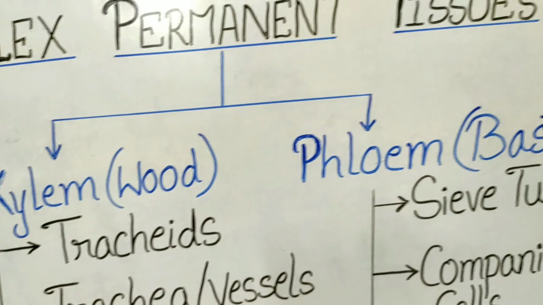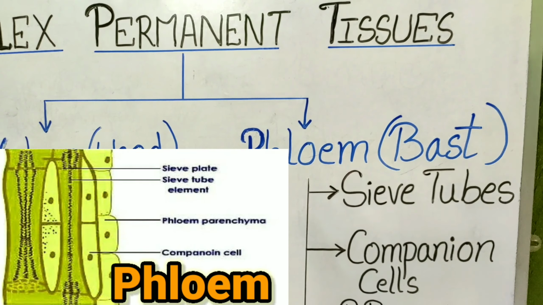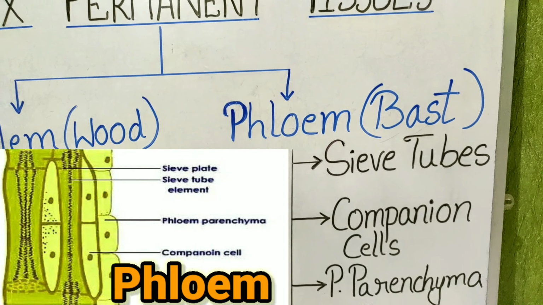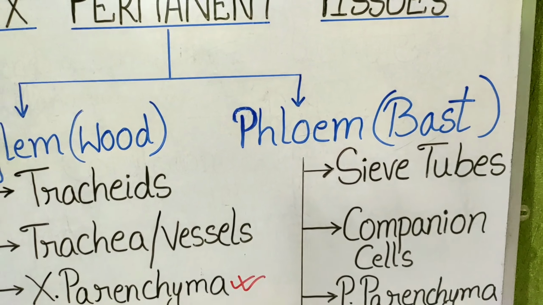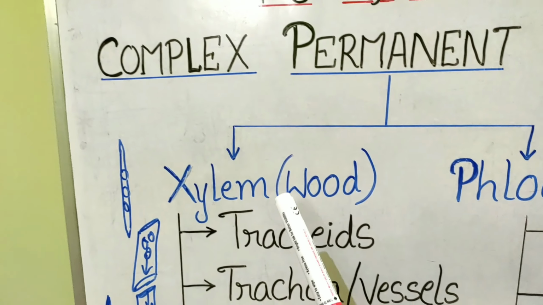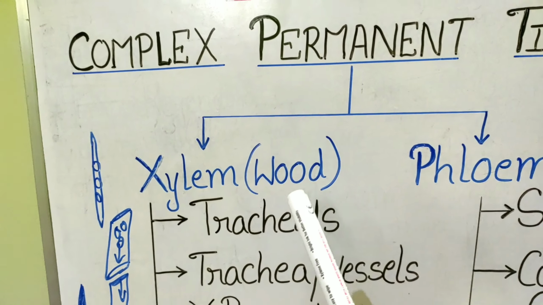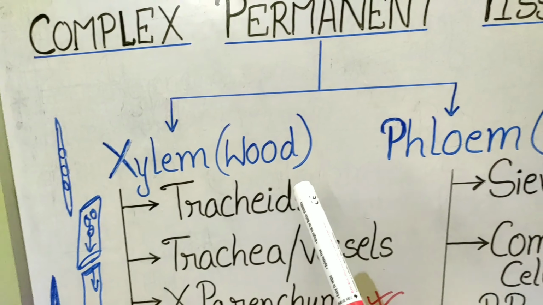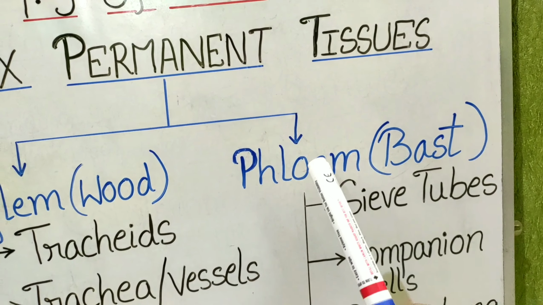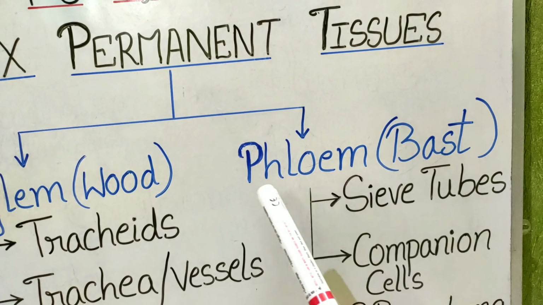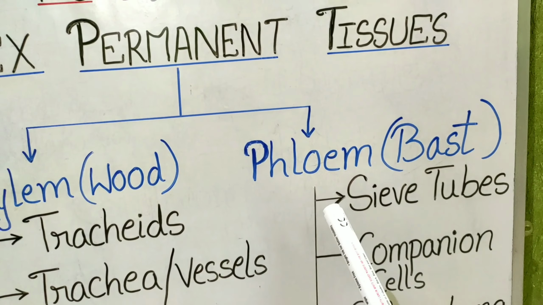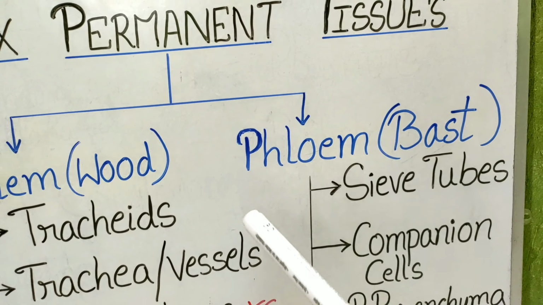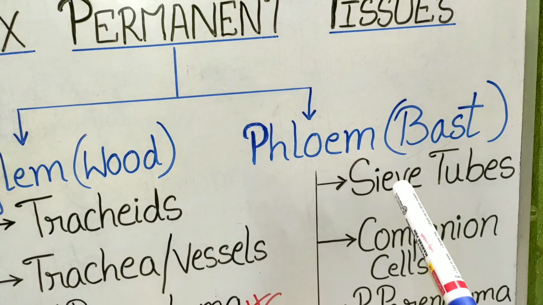The phloem, the next complex permanent tissue, is associated with the movement of food substances within the plant's body. In xylem, the water and minerals move from the roots to the leaves only in one direction. But in case of phloem, the food substances move from the leaves to each and every part of the plant, because food has to reach each and every cell of the plant, because it has to be utilized. Every part of the plant has to grow.